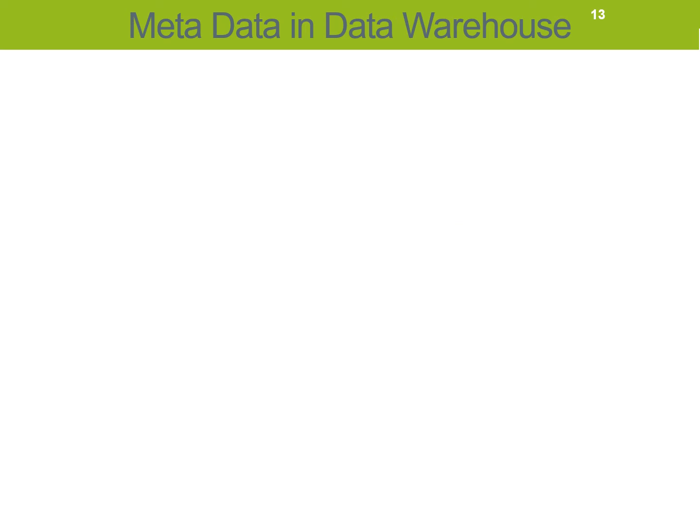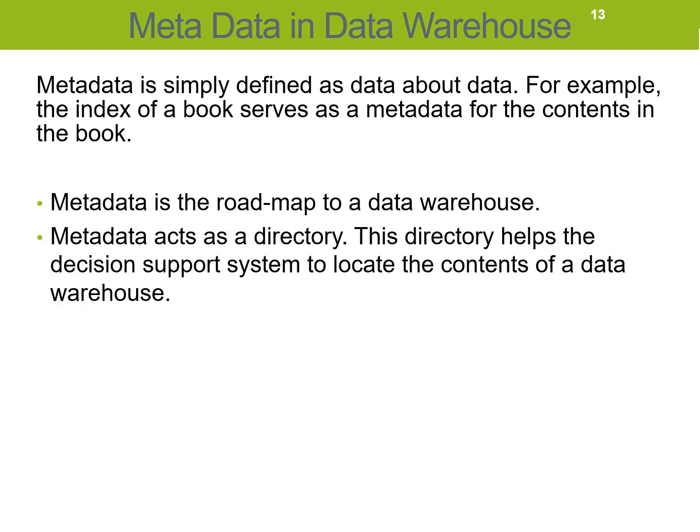Next element in architecture is metadata. Metadata is simply defined as data about data. When you keep information about the data of the data warehouse, you keep it in a metadata repository. For example, the index of a book serves as metadata for the contents in the book. Metadata is considered a roadmap to a data warehouse. Through the metadata, you can understand the data of the data warehouse.